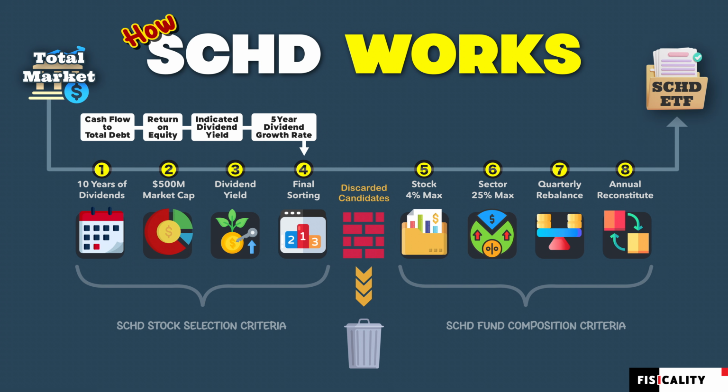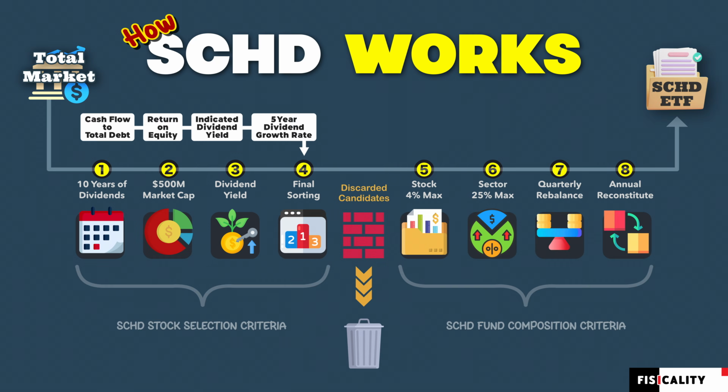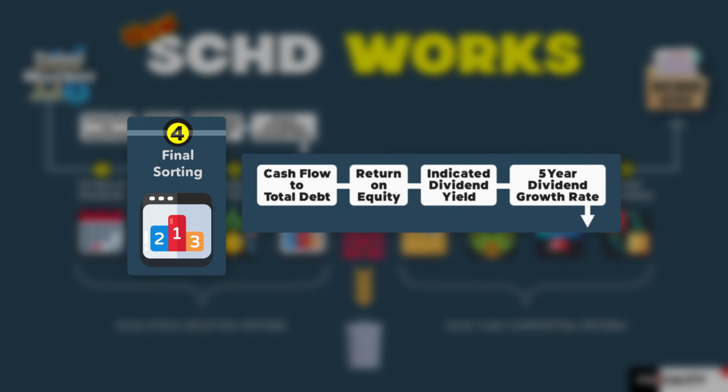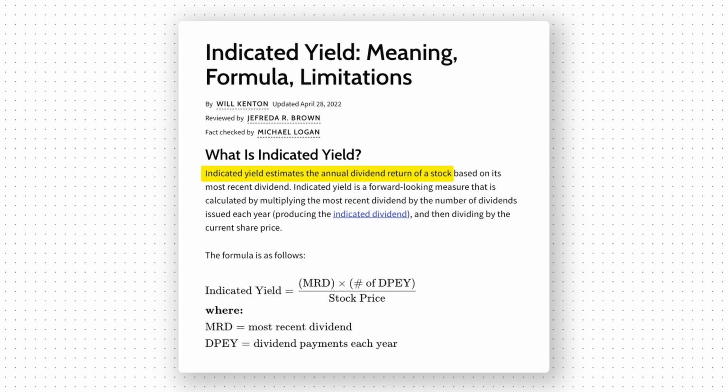At composition time, the dividend yield in step 3 uses whatever the current dividend yield is. The dividend yield used in step 4 during the final sorting uses the indicated dividend yield, which is essentially the 12-month projected dividend yield. The indicated dividend yield uses the formula: indicated yield equals most recent dividend times dividend payments per year, and all of that is then divided by the current stock price.